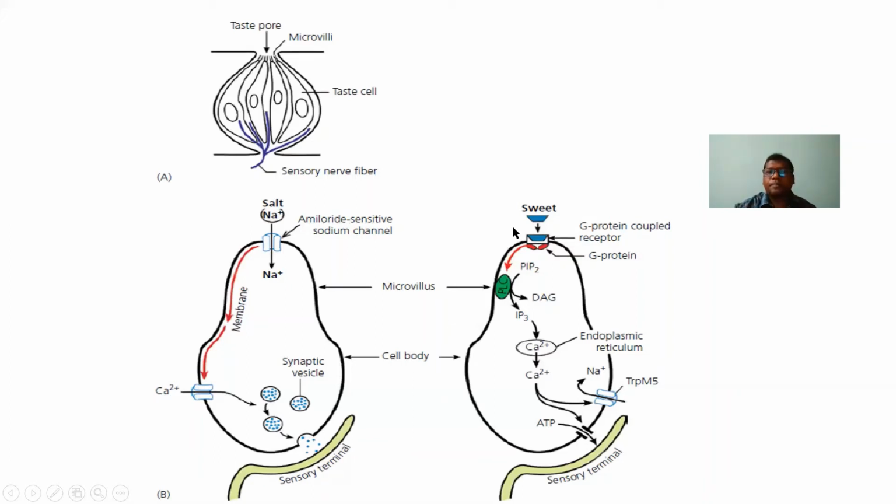So sweet molecules bind with the G protein coupled receptor and activate phospholipase C. This phospholipase C breaks down PIP2 from the membrane into IP3 and DAG. IP3 directly stimulates calcium release from the endoplasmic reticulum, and this causes the release of neurotransmitter and stimulates the sensory neuron.